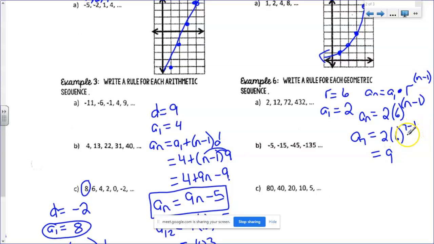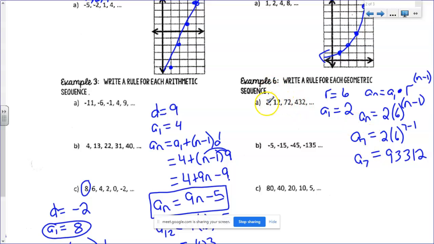No, it's just 6. What's 7 minus 1? That's an exponent. Is that what you meant as exponent? Okay. 93,312. Yes? Okay, so that's the 7th term.